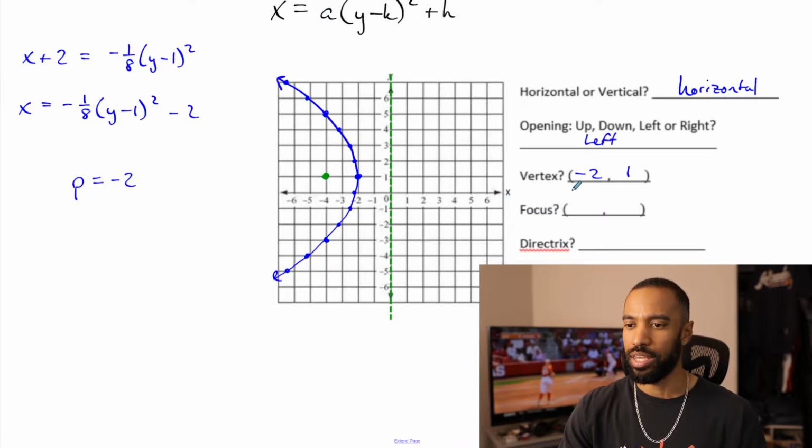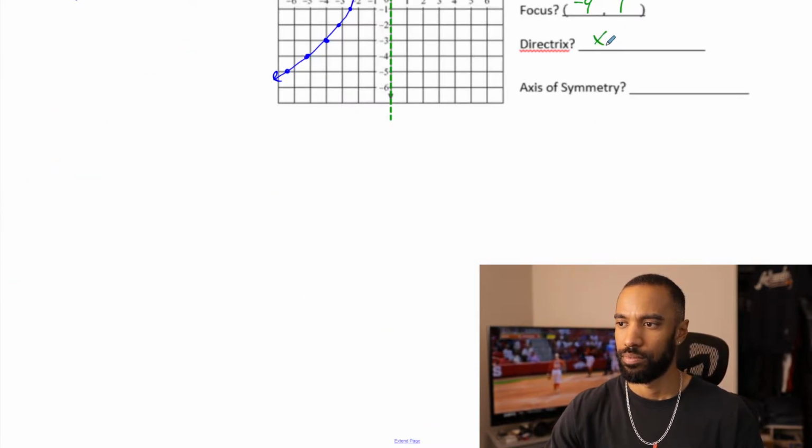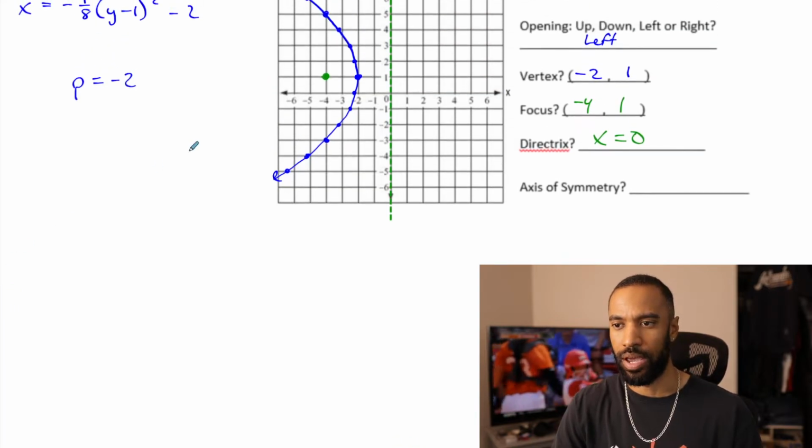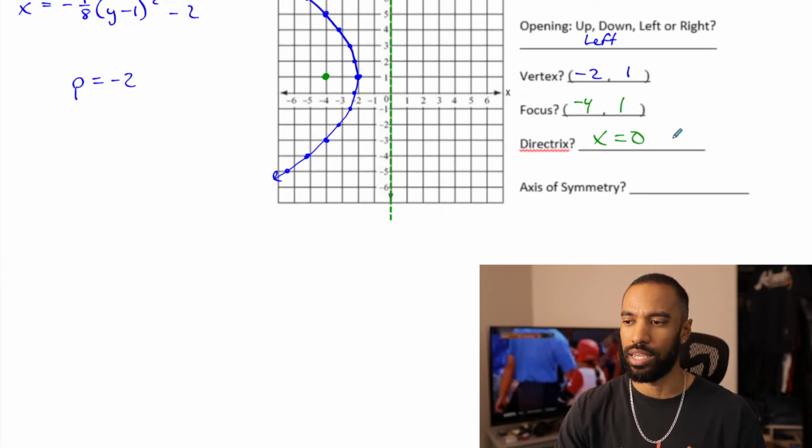Every single thing was kind of the same there. So the focus is at -4, 1. The directrix is at x equals 0. And the axis of symmetry, by the way, this horizontal line right here, is y equals 1.